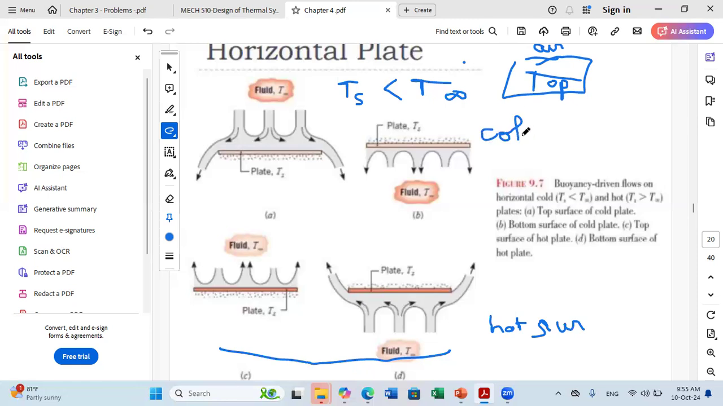Now for each case, we also have two scenarios. We have the scenario of fluid above. So this is called, for part C, fluid above hot surface.